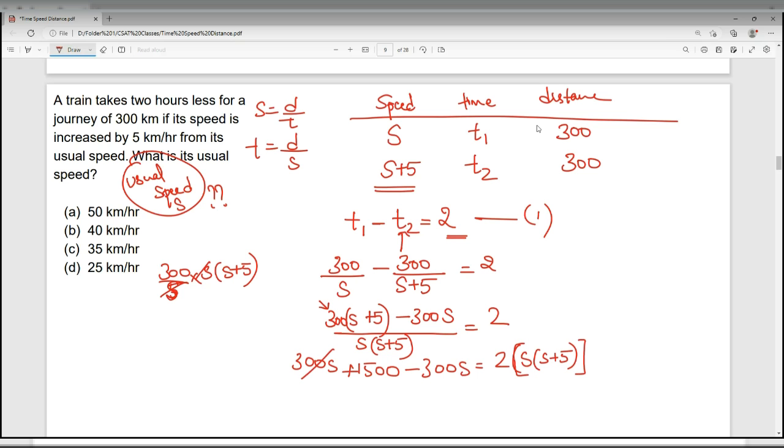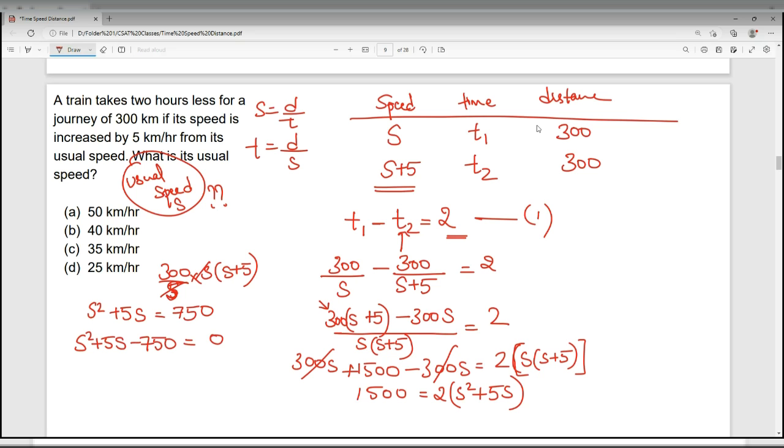So the 300S and minus 300S are cancelled, and we have 1500 is equal to 2 into, we'll multiply this, S square plus 5S. If we divide this, 1500 divided by 2 is 750, so it becomes S square plus 5S is equal to 750, which is S square plus 5S minus 750 is equal to 0.